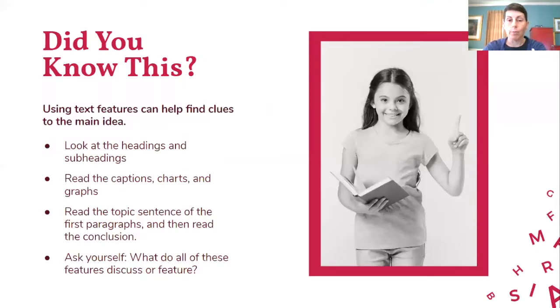And more importantly, did you know that if you use the text features, they can actually help you find clues to the main idea? Good readers work smarter, not harder. So they look at the headings and subheadings. They read the captions, charts, and graphs. They read the topic sentence of the first paragraph, and then they read the conclusion. And then at the very end, they ask themselves, what do all of these features discuss or feature?